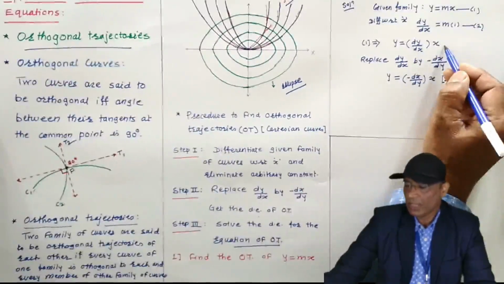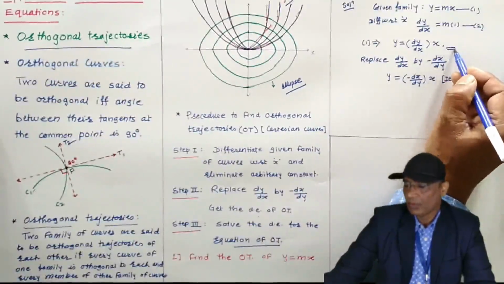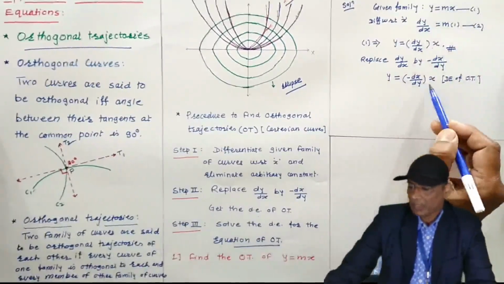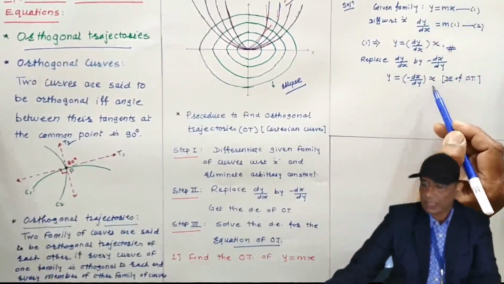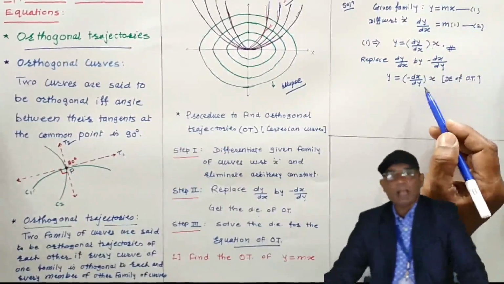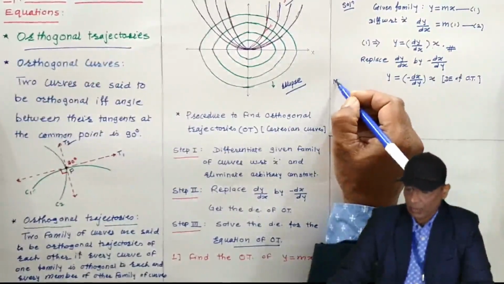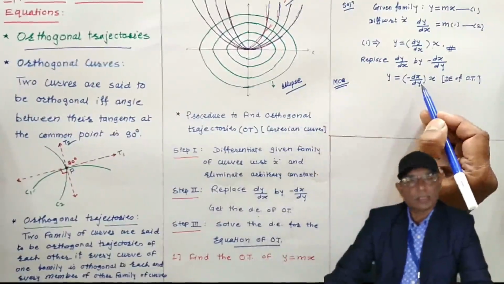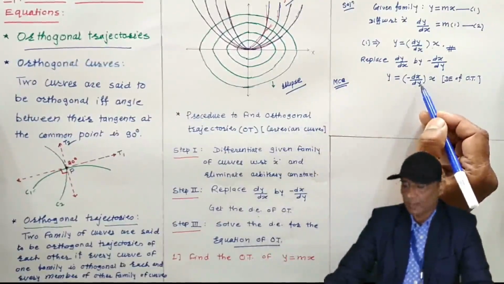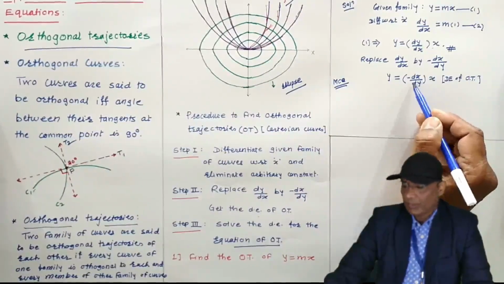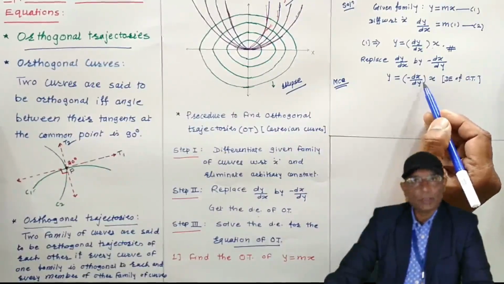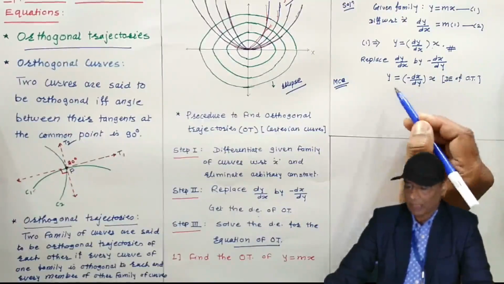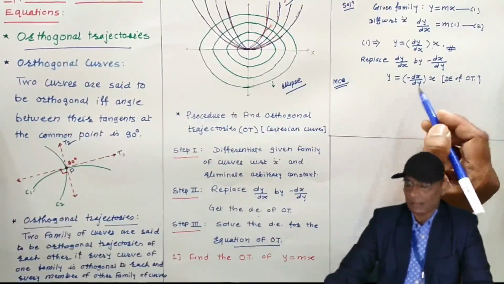See, this is the differential equation of given family of curves, and this is the differential equation of orthogonal trajectories. So this may be asked as an MCQ. The differential equation of orthogonal trajectory may be asked as an MCQ, or the differential equation of orthogonal trajectory may be given, and you may be asked to find out the orthogonal trajectory. This is a half part you can take.